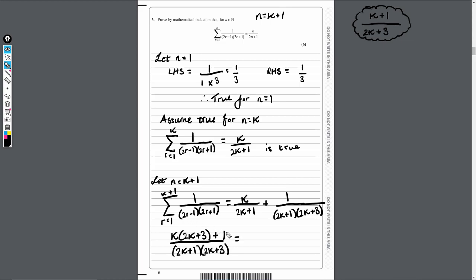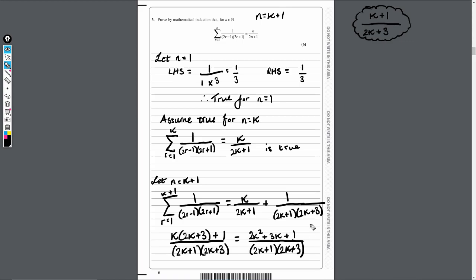Now what we can do is we can expand this, and notice now we've got a 2k plus 3, that's what we need in the denominator. We've got a 2k plus 1 times 2k plus 3. So what we might expect here at some point is that the numerator will factorise, and then we can cancel terms. Okay, so let's keep expanding this numerator and simplifying. So k times 2k plus 3, so that'd be 2k squared plus 3k plus 1. And this is all over 2k plus 1 times 2k plus 3.